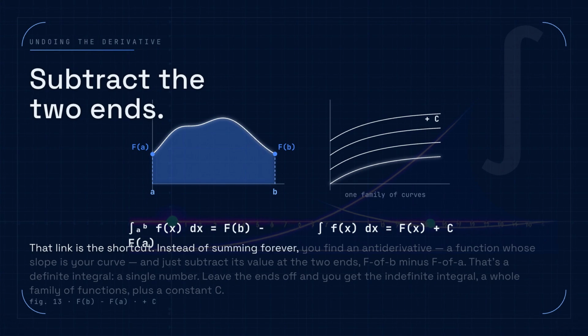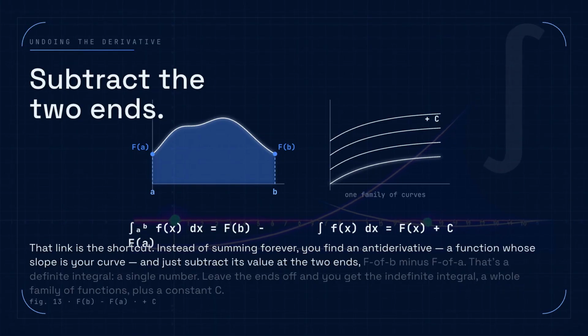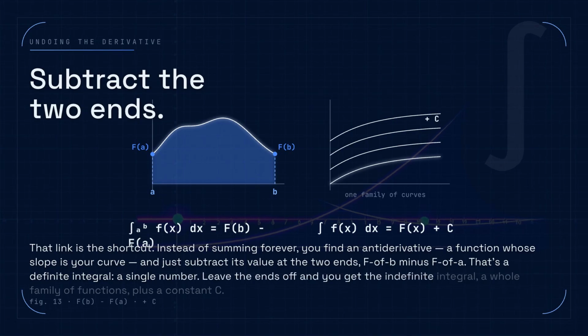Instead of summing forever, you find an antiderivative, a function whose slope is your curve, and just subtract its value at the two ends, F of b minus F of a. That's a definite integral, a single number. Leave the ends off and you get the indefinite integral, a whole family of functions, plus a constant c.